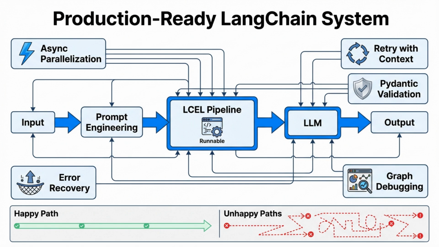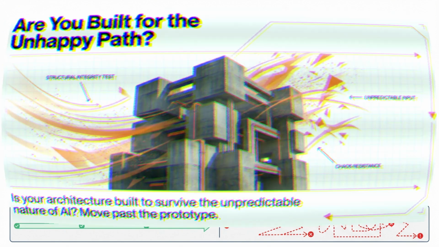This is the fundamental shift in mindset we've been building toward. You're not just writing code anymore. You're architecting systems that behave predictably under chaos. The prototype was never the problem. Staying in prototype mode is. And now you know exactly what separates the two: error recovery, parallelization, validation, visibility, and composition.